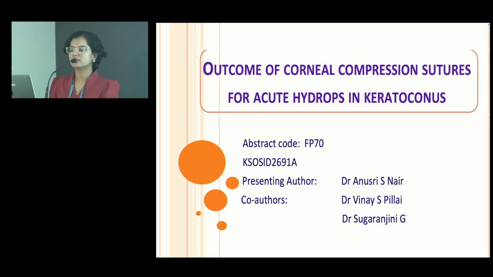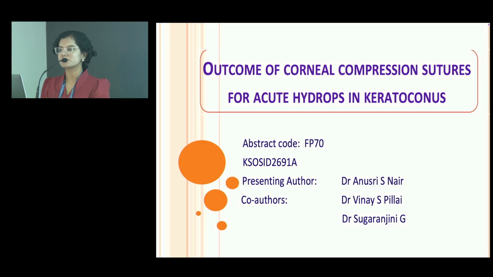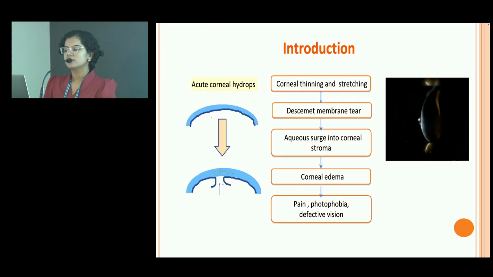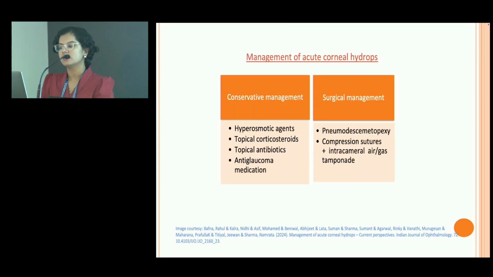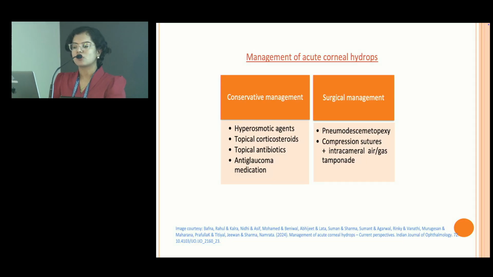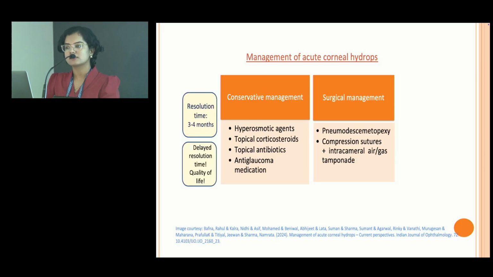Good afternoon, everyone. My paper is on the outcome of corneal compression sutures for acute hydrops in keratoconus. Acute hydrops is a debilitating complication of corneal ectatic disorders characterized by corneal edema and symptoms like pain, photophobia, and defective vision. The conservative management of acute corneal hydrops takes a long time for resolution, and thus this may affect the patient's quality of life.